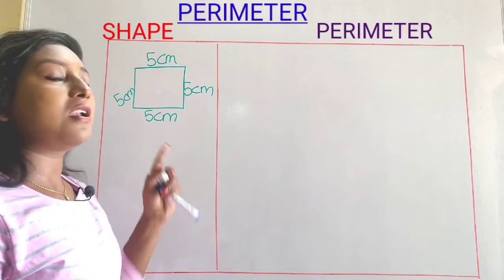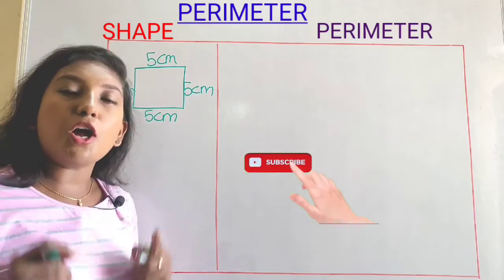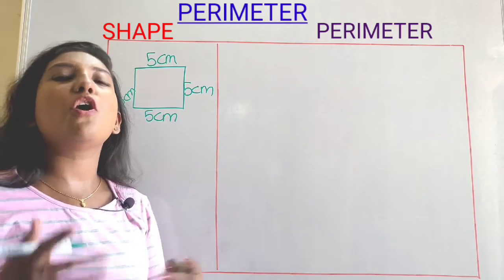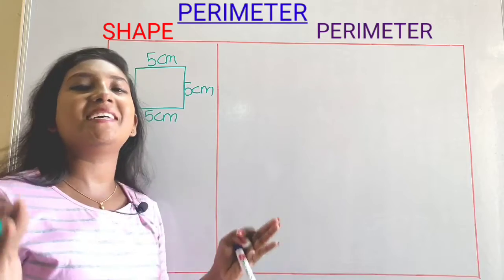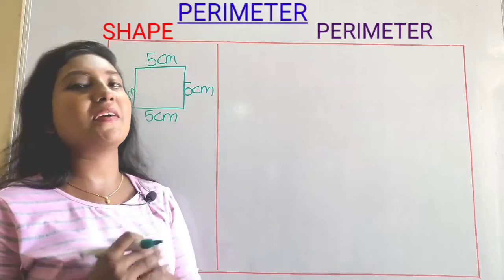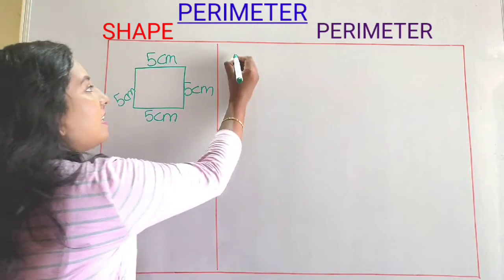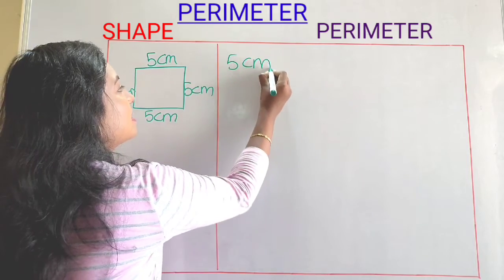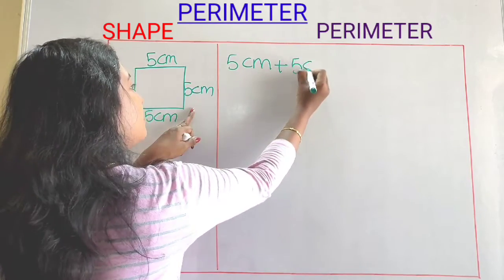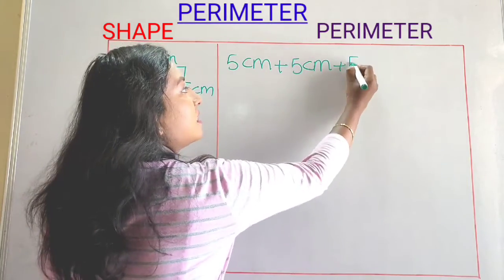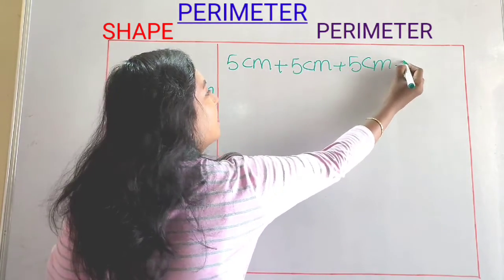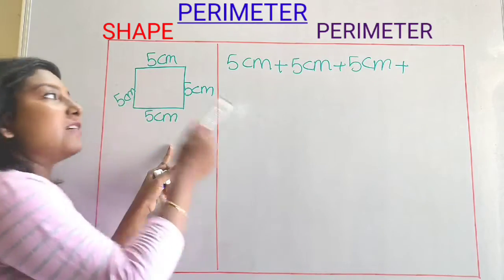So now what are we going to do? We are going to find the perimeter. So how are we going to find the perimeter? Just add up all the side lengths to get our perimeter. Now let's start writing the lengths, that is 5 centimeters plus 5 centimeters plus, and what is the next one? That is also 5 centimeters, and the next, what is the next one? That is also 5 centimeters.